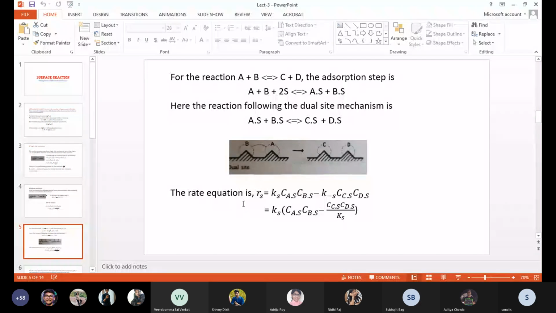The rate equation is: total overall rate of the reaction RS is equal to forward reaction rate, that is small ks CAS CBS, these occupied site concentrations, minus reverse reaction rate, that is k of minus s, CCS CDS. These are the occupied site concentrations. So in a similar way we can take out small ks and get this expression.